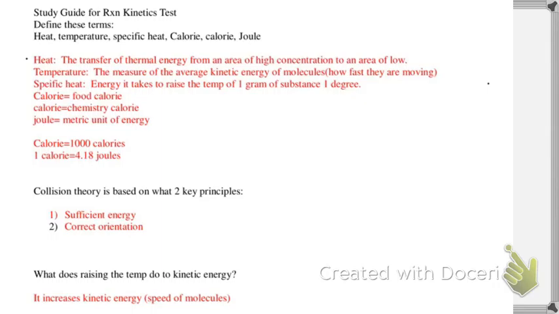And then collision theory asks what two key principles is collision theory based on? That's sufficient energy and correct orientation. So the sufficient energy comes from the activation energy of any given reaction. It's the energy going from reactants to the activated complex, which we'll go into more detail on in the next slide. So that's the sufficient energy portion.